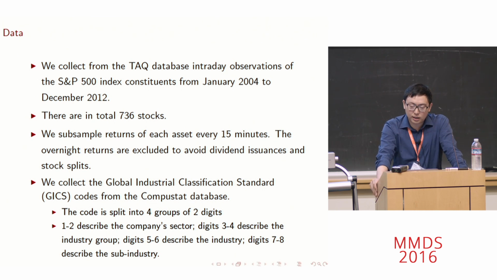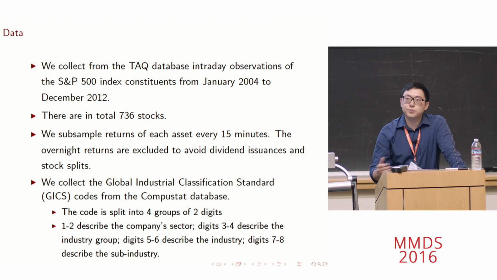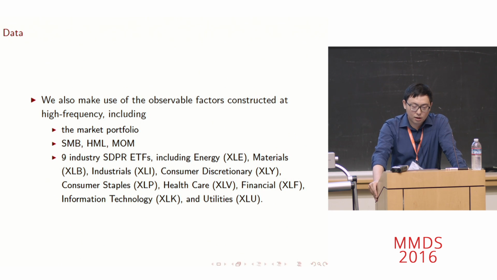We also collect the global industry classification codes, which basically tell us which stock belongs to what kind of sector. We also make use of observable factors for comparison purposes. So we collect the market portfolio, we build a high-frequency version of the Fama-French factors, and we also use non-industry ETFs.